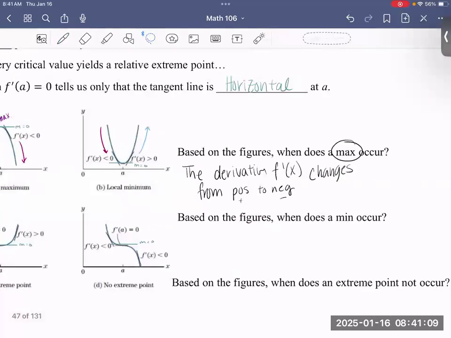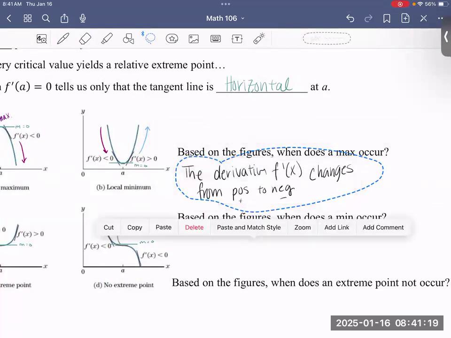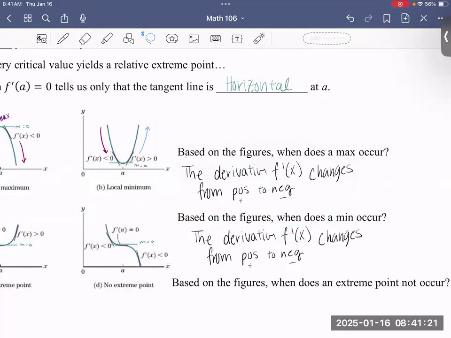So we can take that sentence over here, and all you have to do is change it ever so slightly to say, okay, instead of going from positive to negative, we're now going to go from negative to positive. And I like how I'm color coordinating this, so I'm going to switch that around.